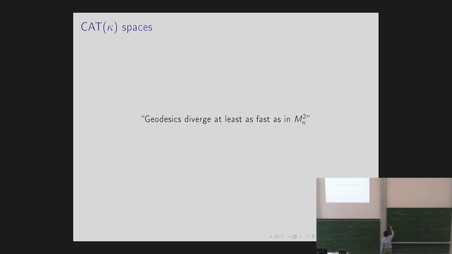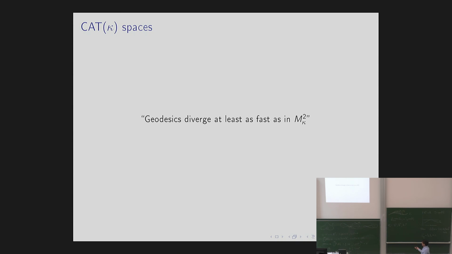Up to scaling, kappa is a real number. It could be positive, it could be 0, it could be negative, and up to scaling, we look at the case 1, 0, minus 1. And the spaces we see are the round 2-sphere, the flat Euclidean plane, or the hyperbolic plane. And I'm sure you have seen all three of those before.